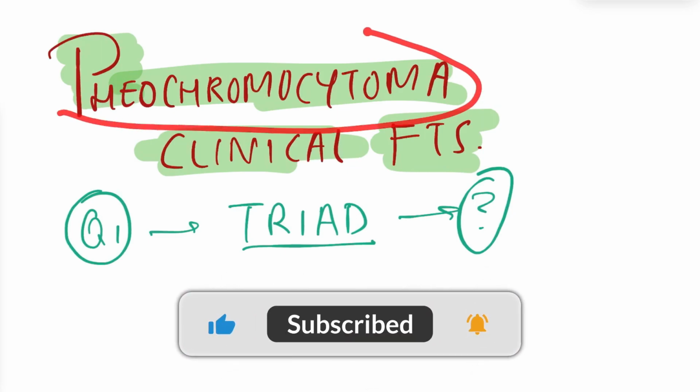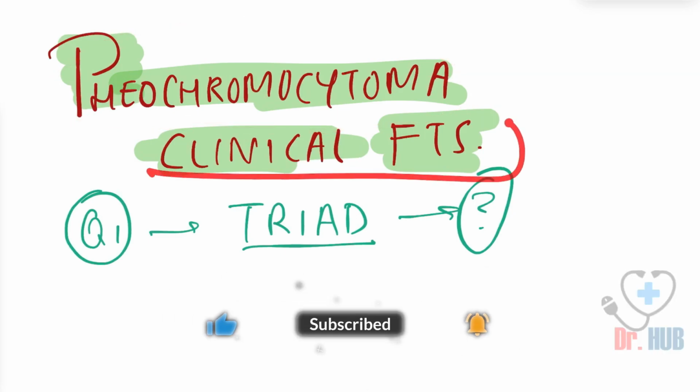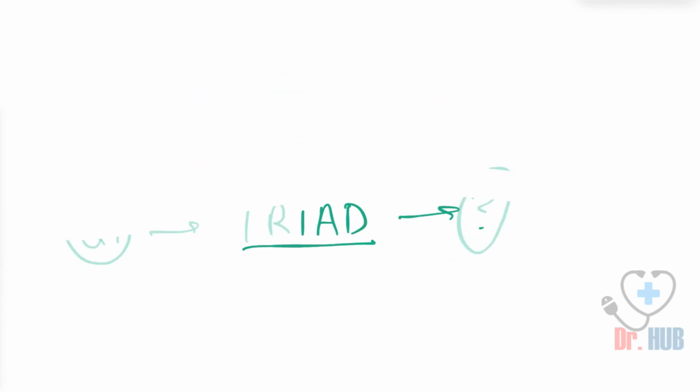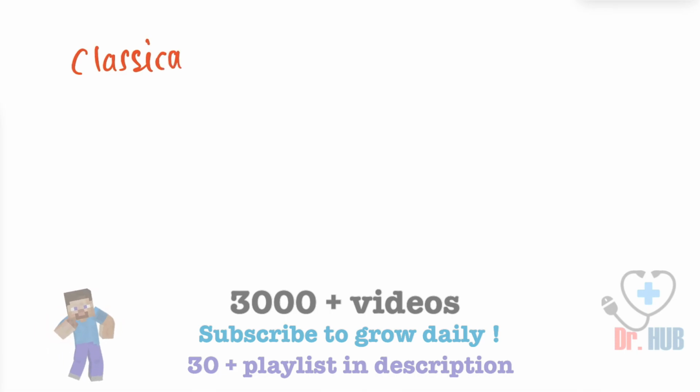In this video we deal with the pheochromocytoma and its clinical features. Before we begin, the question is: what is the classical triad of the pheochromocytoma? In this video, you'll find this answer and learn in detail about the clinical features. To begin with, firstly, we're going to look at the classical triad. So what are the components of this classical triad?